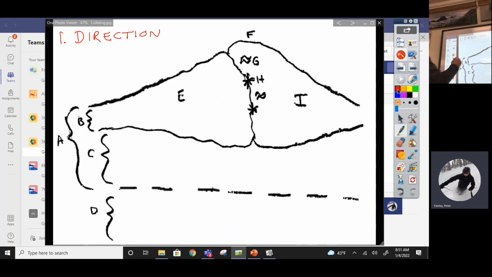Okay. Question two is, what is the name of that kind of boundary? What do we call this boundary when the plates are moving in that direction? Number three, that's all the labels, all the letters. Okay, so three is going to have, in this case, for this diagram, A, B, C, D, E through I.